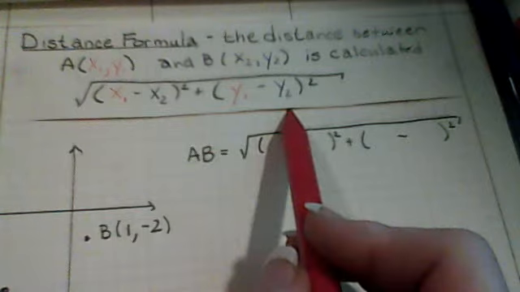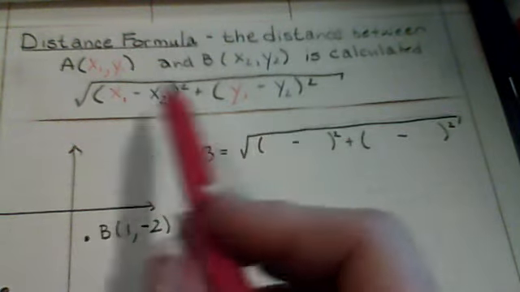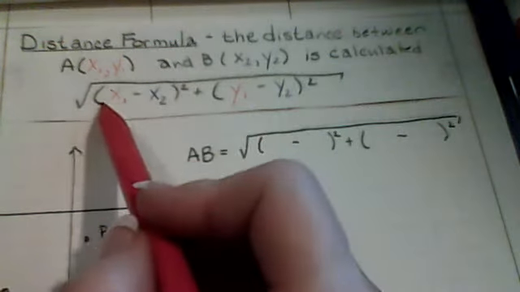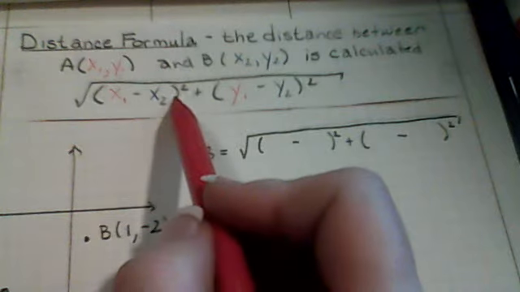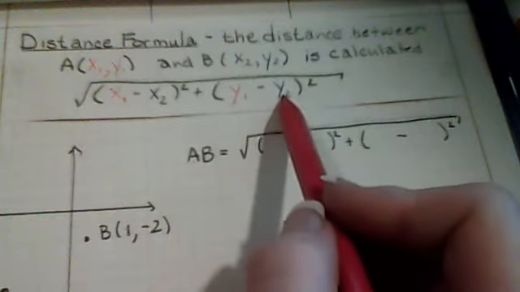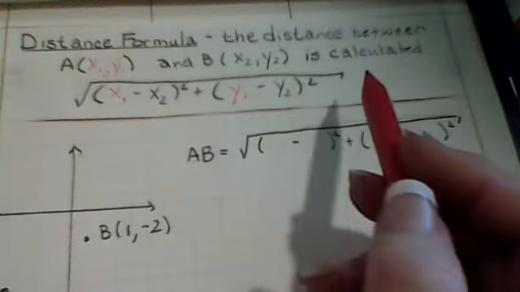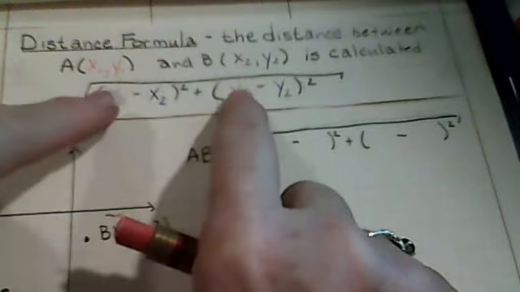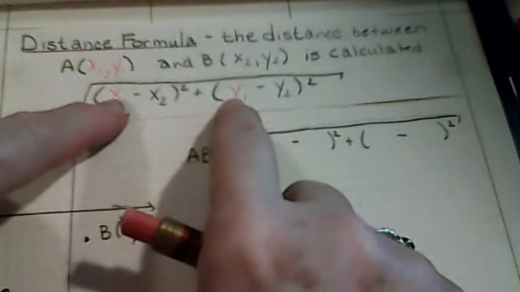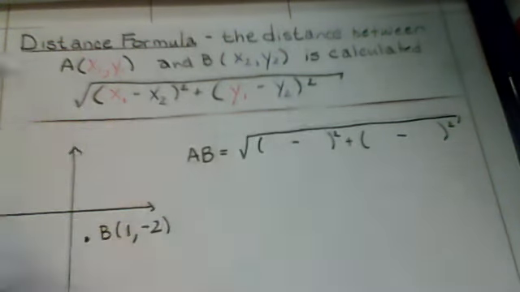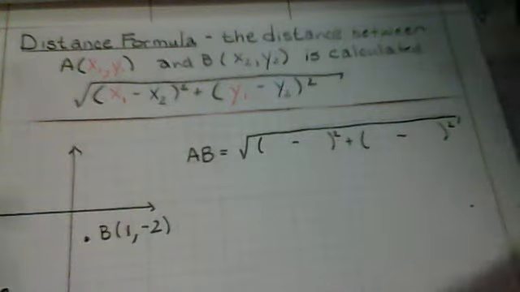Now, you don't have to memorize this formula. This formula is on your formula charts, which you can use on the test. You're going to take the square root of the quantity x sub 1 minus x sub 2 squared plus the quantity y sub 1 minus y sub 2 squared. Now, it does not matter which point comes first, as long as the points are in the same corresponding position to each other. So let's come down here and do an example.